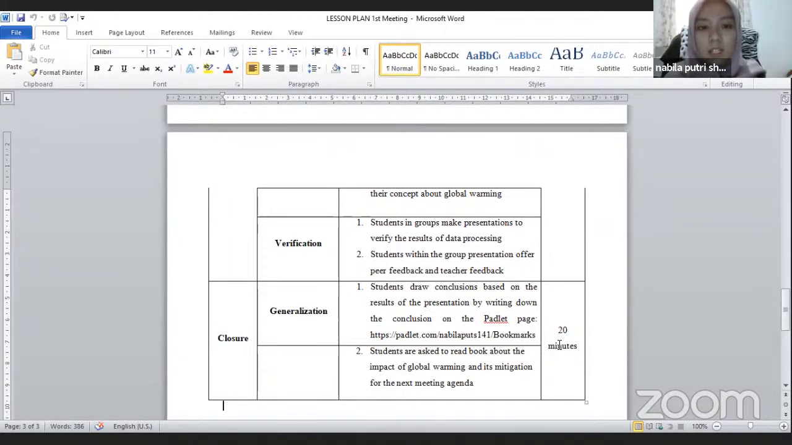And then for the generalization, students draw conclusions based on the result of the presentation by writing down the conclusion on the Padlet page. If the class is offline, students can write down the conclusion on the blackboard using sticky notes. Then students are asked to read a book about the impact of global warming and its mitigation for the next meeting's agenda. So that's the lesson plan.